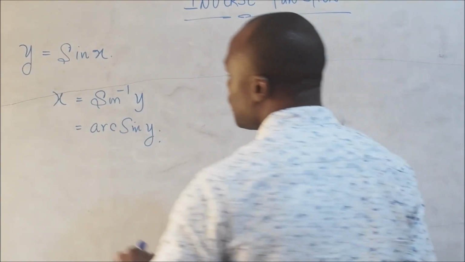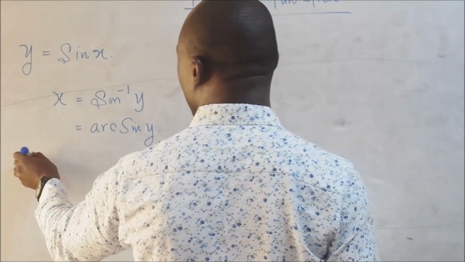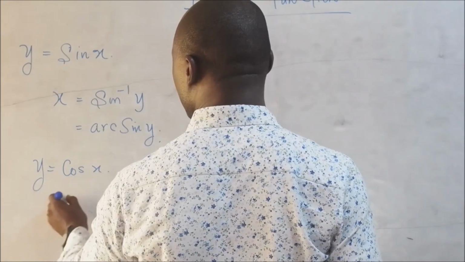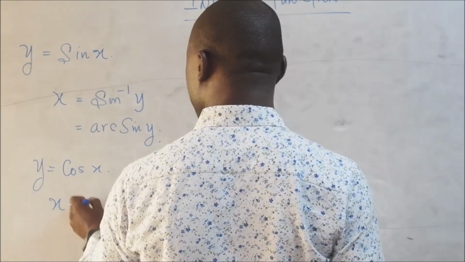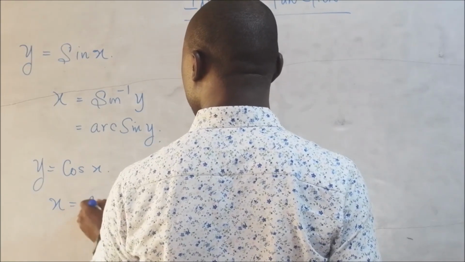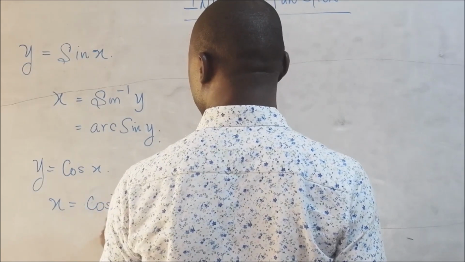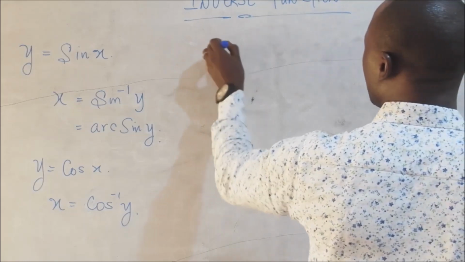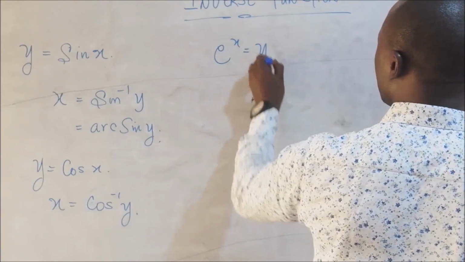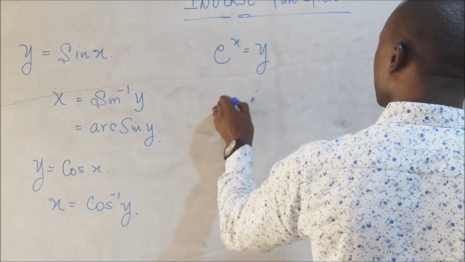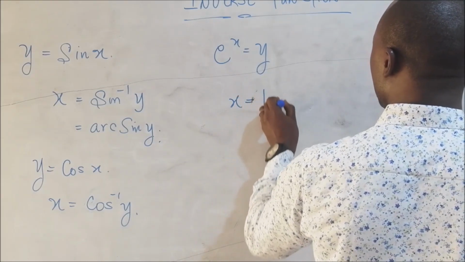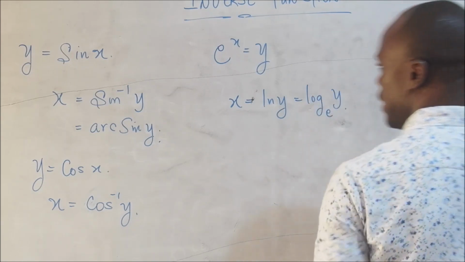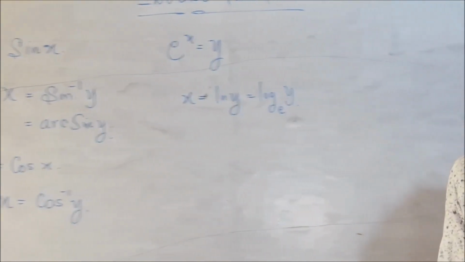The thing you also notice is that if we have y equals cos x, you also have x equals cos inverse of y. And then we have e raised to the power of x equals y. You also say that x in this case is going to be equal to log y, that is log to base e of y. This is not all I'm discussing today.